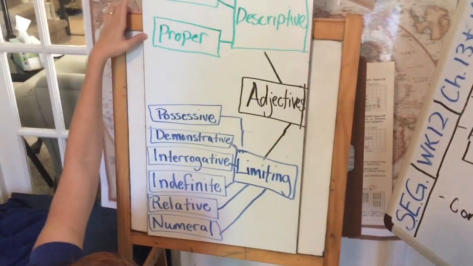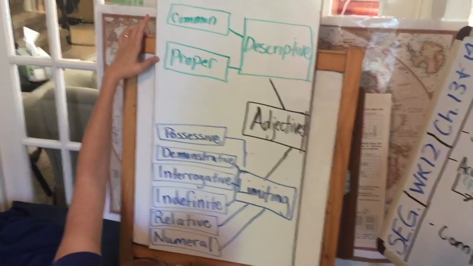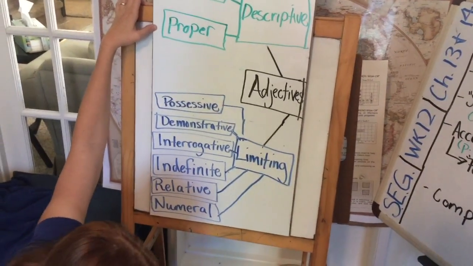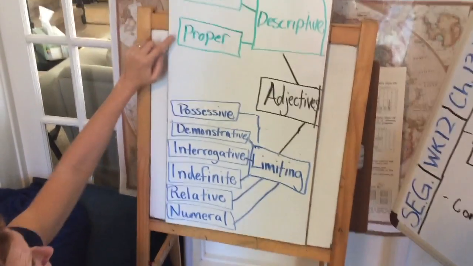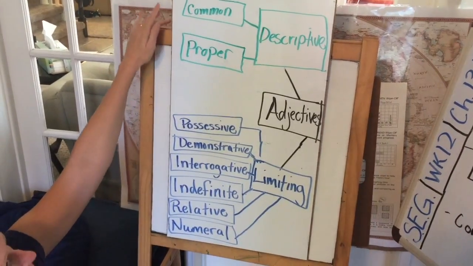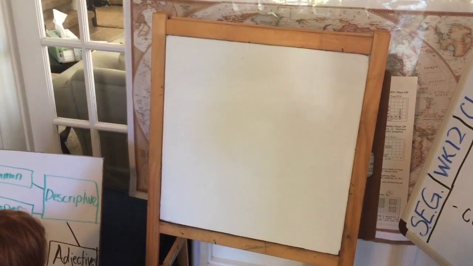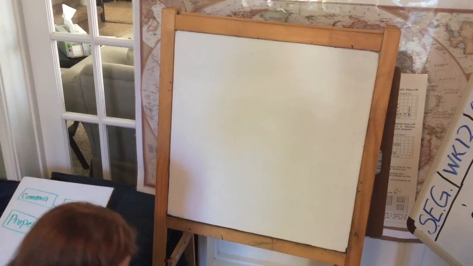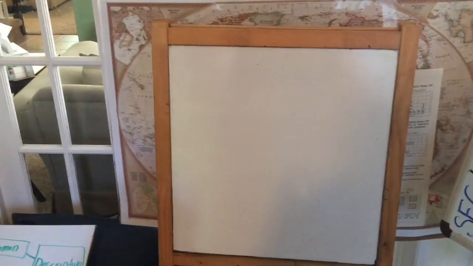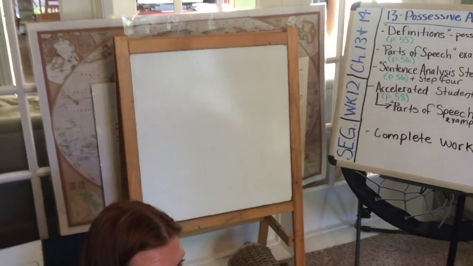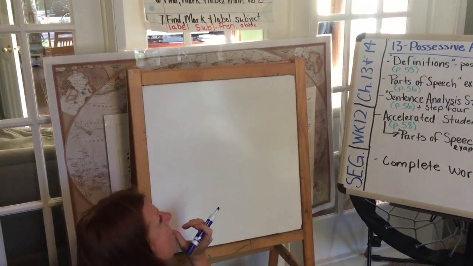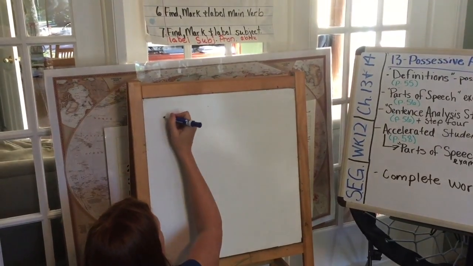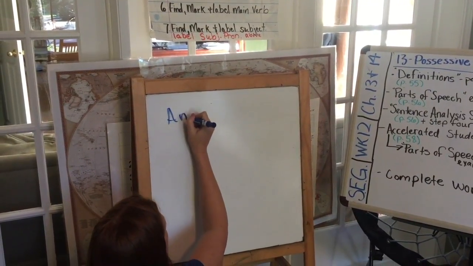Another kind of descriptive adjective are proper adjectives. I noticed I had common and proper. What does that remind you of? I'm going to move this down for a second because we're just going to talk about the adjectives that describe right now. What other part of speech has common and proper things? Nouns. Nouns, exactly. So, let's see, American flag.